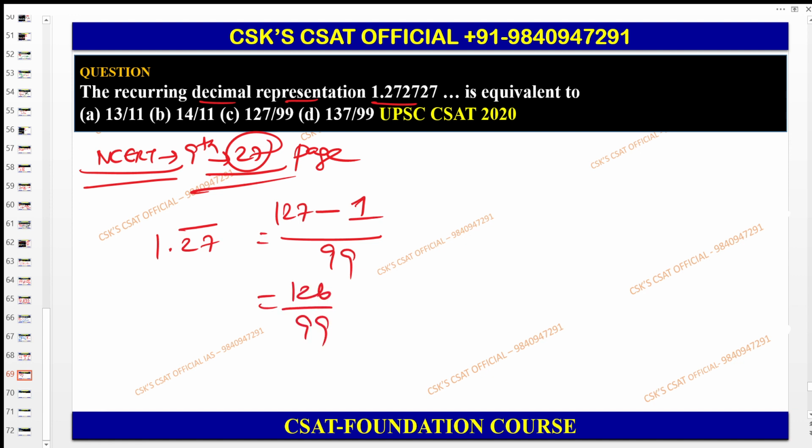First of all, eliminate the options. 126 is not in the numerator options, so therefore 50% of the options you have to eliminate. Then simplify this one. Check with the options here. 11 is in the denominator, which means 99 is divisible by the 9 table. So therefore 11 here, 14 here. So the answer is 14 by 11. Option B is the right answer. Very simple question, a direct question from your 9th standard NCERT.